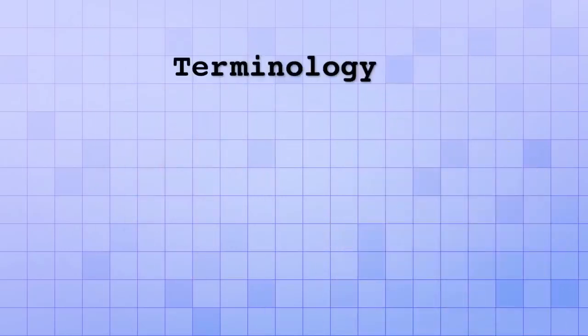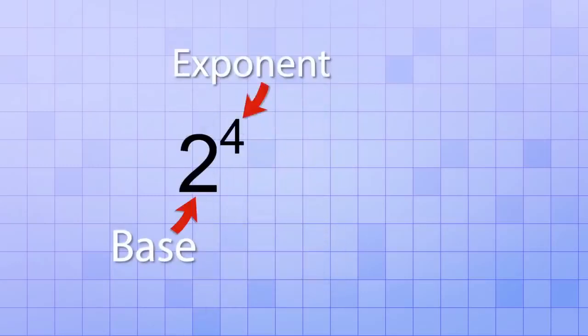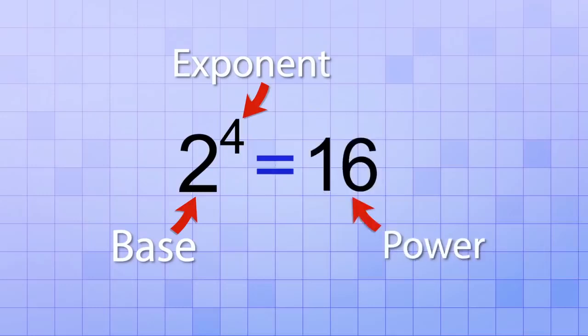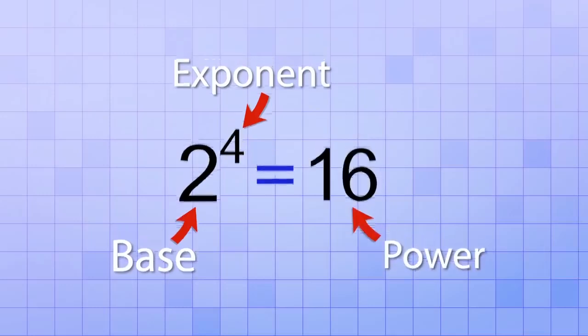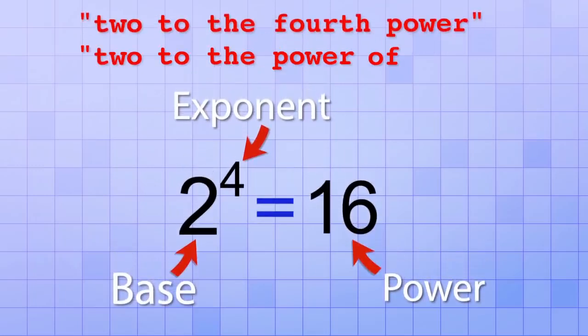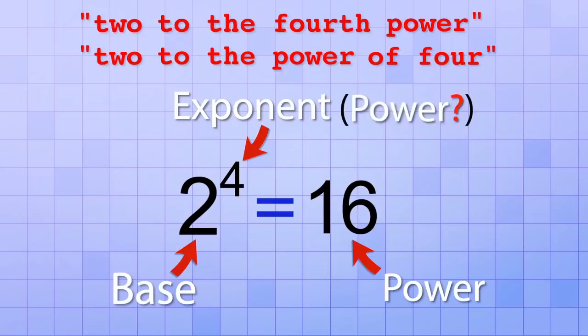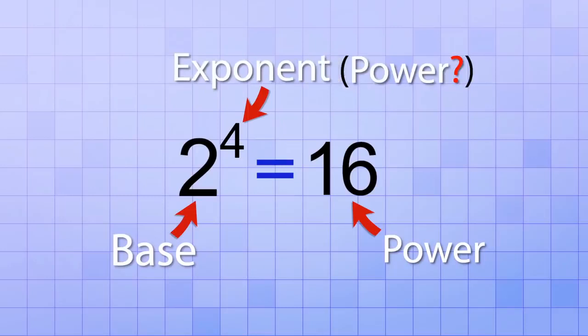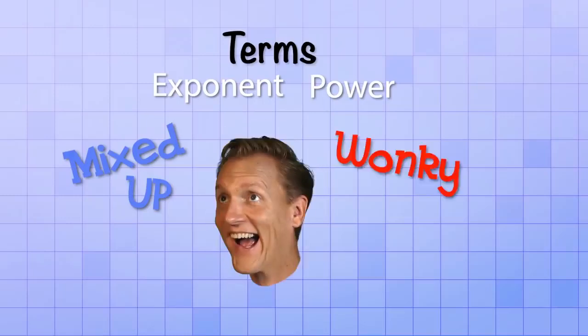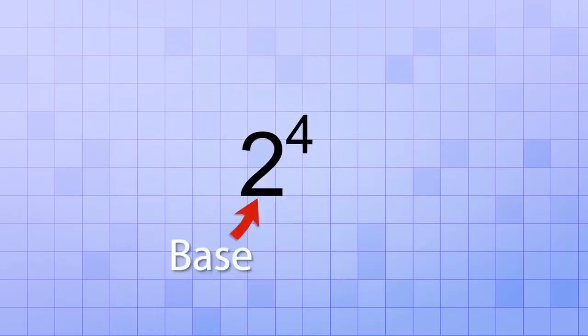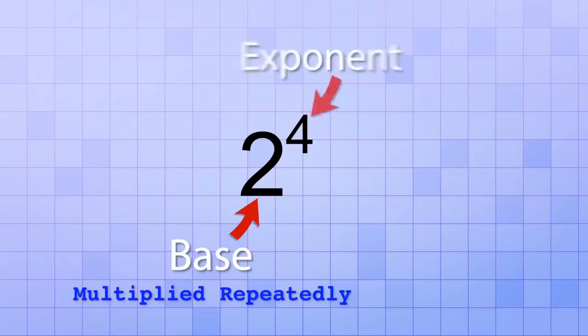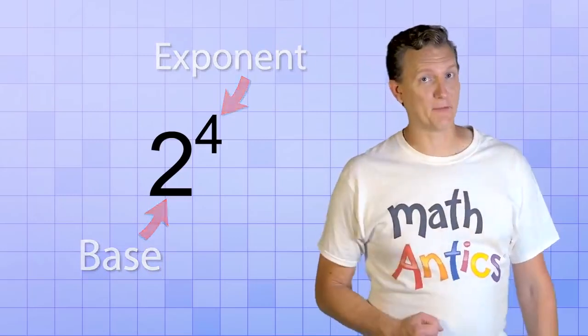Unfortunately, that terminology has created a little confusion. Traditionally, you'd say you have a base raised to a number called an exponent, and the answer you get by doing that is called a power of that base. But when people started saying things like 2 to the 4th power, or 2 to the power of 4, it made it sound like the exponent was also called the power. The result is that nowadays, you may hear people use the words exponent and power to mean the same thing. It's unfortunate that the terms have become so mixed up or wonky, but as long as you understand that the base is the number that gets multiplied repeatedly, and the exponent tells you how many of them to multiply, you'll be in good shape.